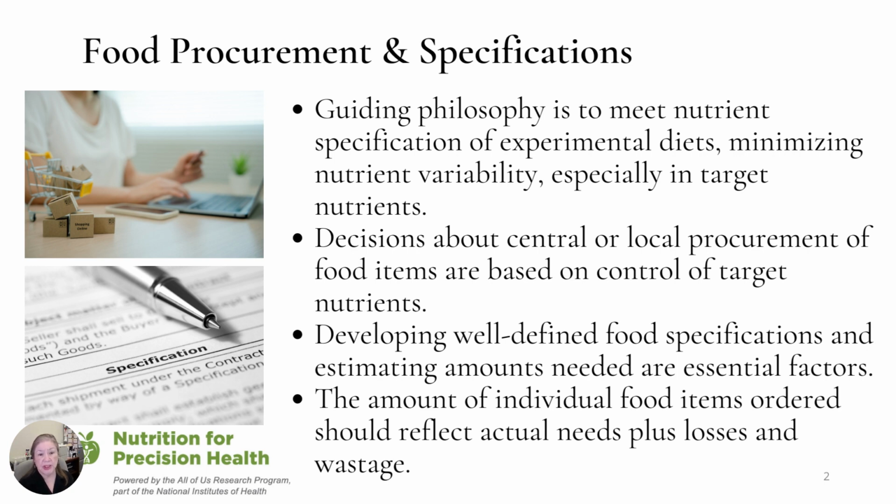We make decisions about central or local procurement for food items based on the control of the nutrient targets. We want to develop well-defined food specifications and estimating amounts needed, since these are essential factors in a metabolic feeding study. The amount of individual food items ordered need to reflect actual needs plus any losses and wastage that are associated with the food production process.